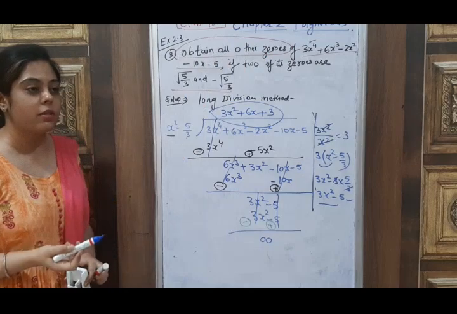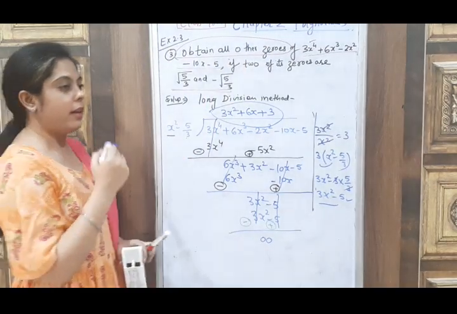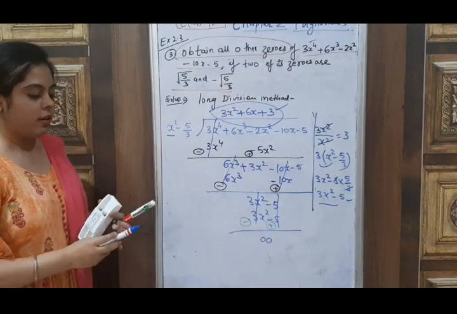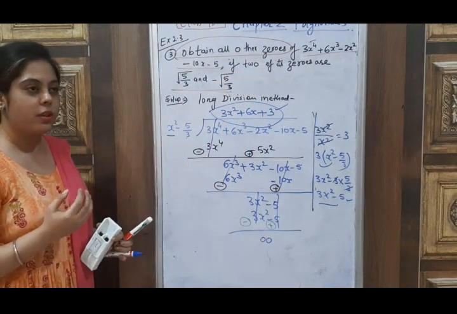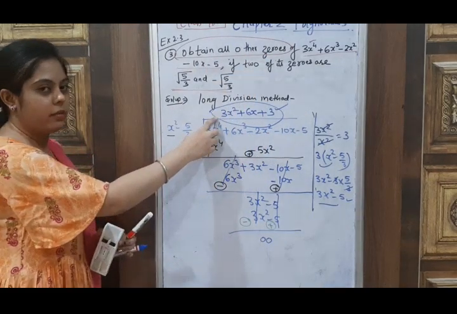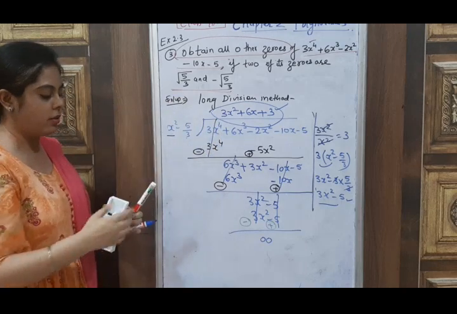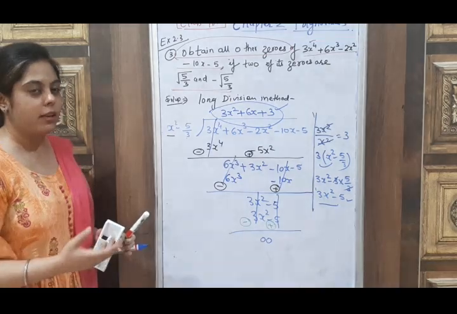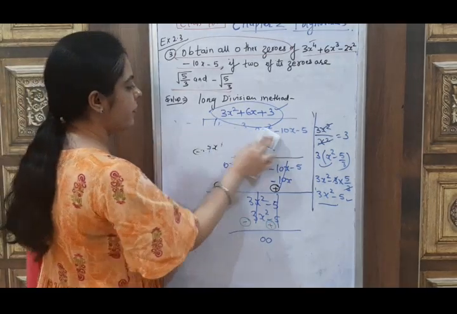After this we have to find the remaining zeros. How many zeros are here? 2 zeros are here, and those zeros we will get from the quotient. We have to factorize the quotient for the next 2 zeros, and for factorizing we use the splitting the middle term method. So let's see here.